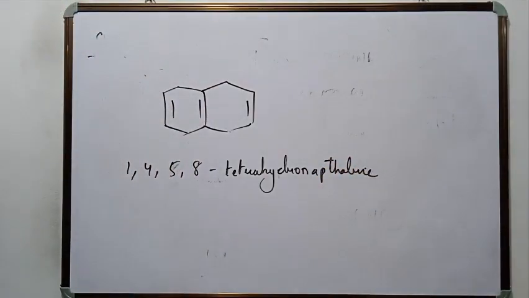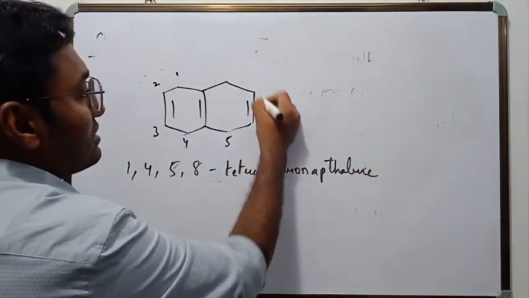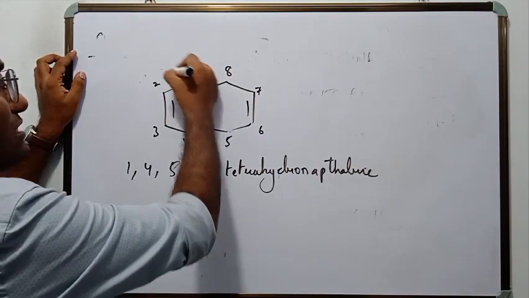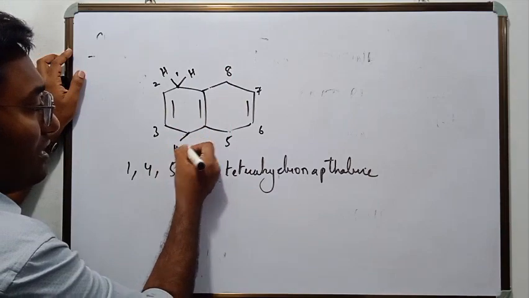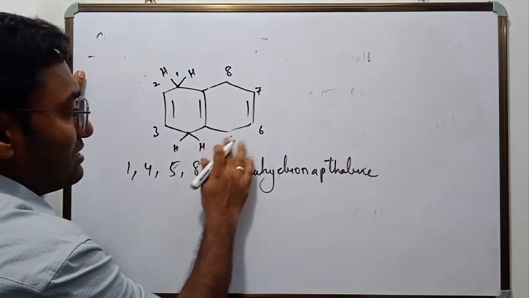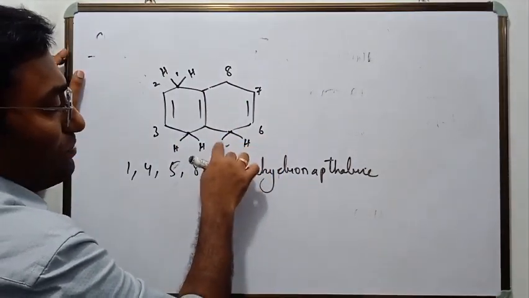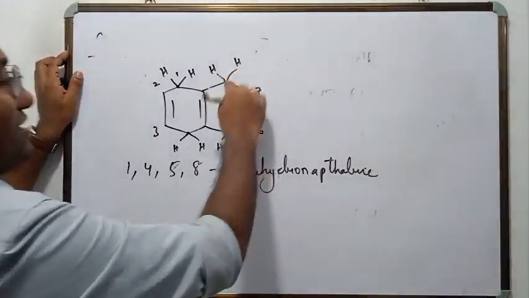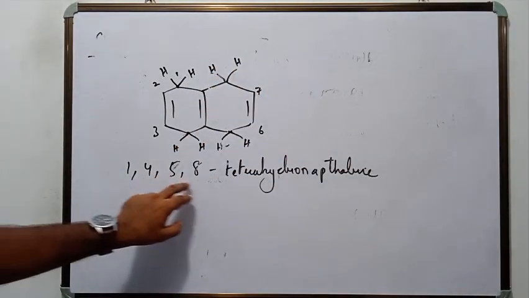This is 1, 2, 3, 4, 5, 6, 7, 8. One hydrogen has added here. There was one hydrogen here of naphthalene, that is the original hydrogen, but one hydrogen has got added here. Similarly, one hydrogen has added here. This was already present in naphthalene and one hydrogen got added here. This one was already present and one hydrogen got added here. So what we get is 1,4,5,8-tetrahydronaphthalene.